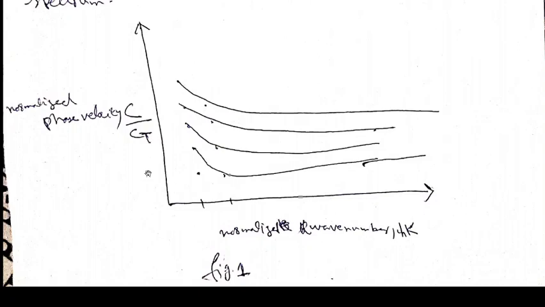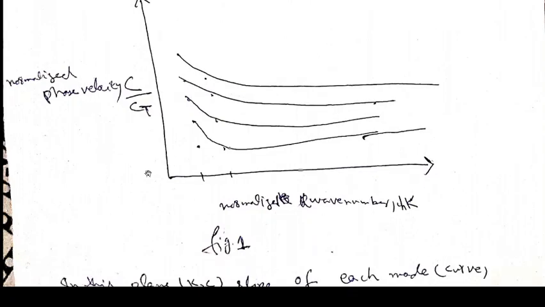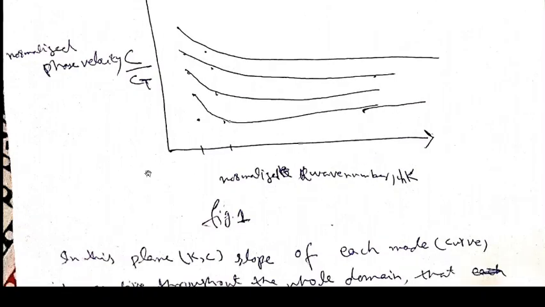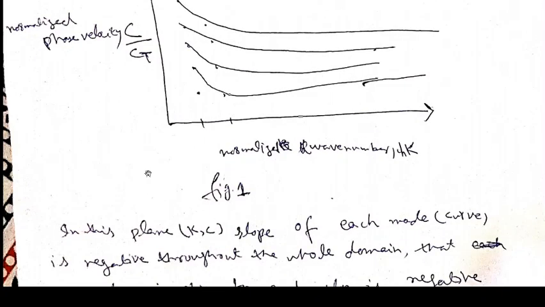Things means that variables have dimensions. I should use the word variable instead of things. That is not good. So here we have this plane, the plane KC, K along the x-axis and C along the y-axis.